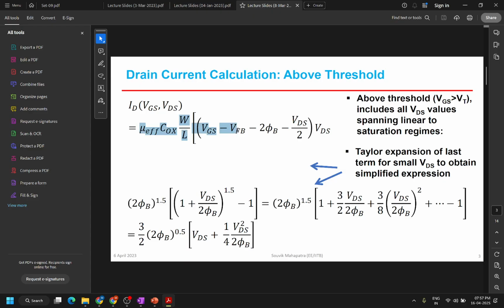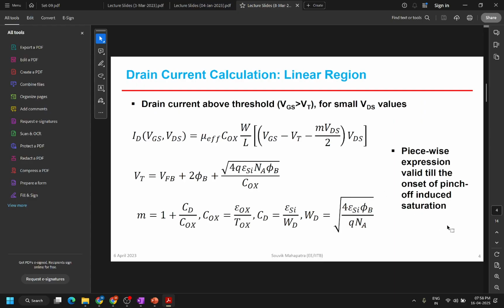So you see, this is your formula for linear region. So this VGS minus VT is what you write as VT basically. So you write it as VGS minus VT minus VDS by 2, times VDS, right? This is the linear region. And then when VDS becomes equal to VGS minus VT, this formula becomes the same, and then you have your formula for saturation region.